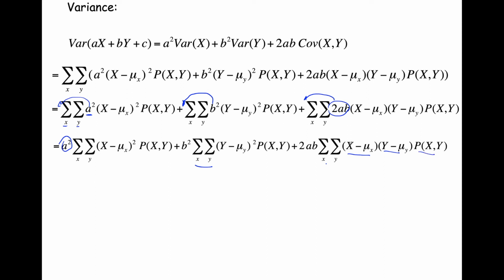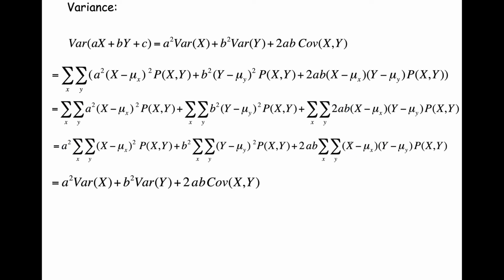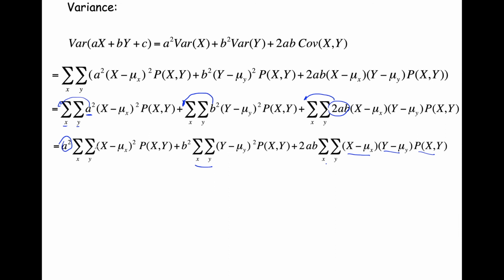Okay, so now that I have this, I make some observations. I look at my expression, and this is nothing more than a squared times the variance of x. Now, why is this the variance of x? Well, it's a very good question.